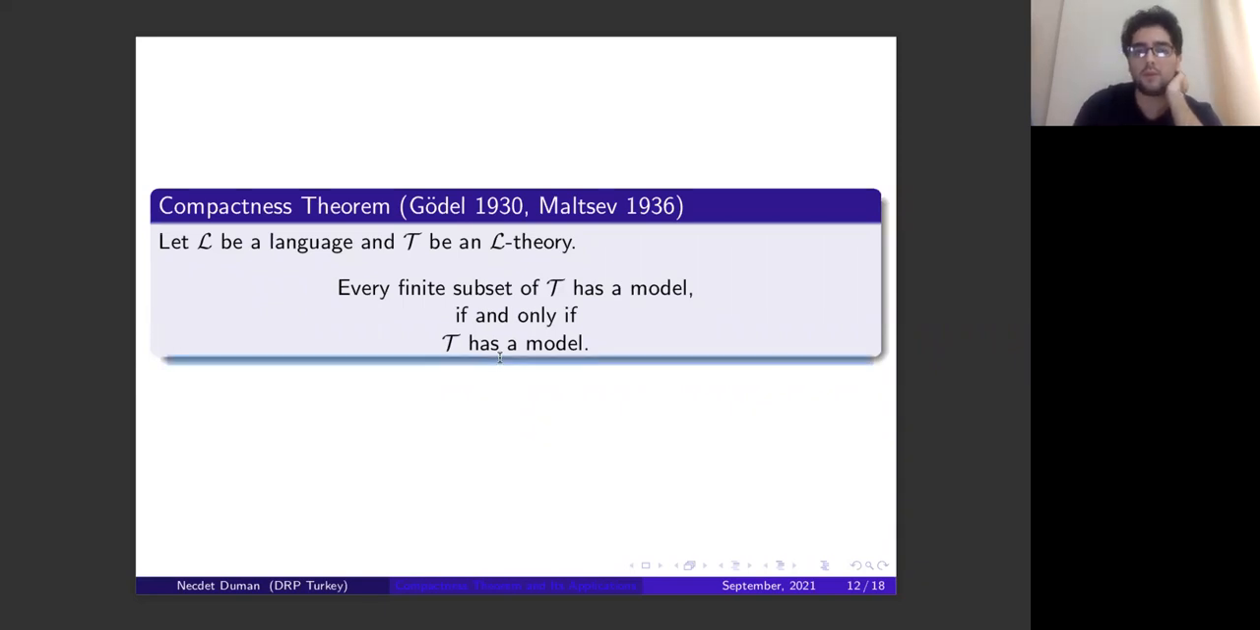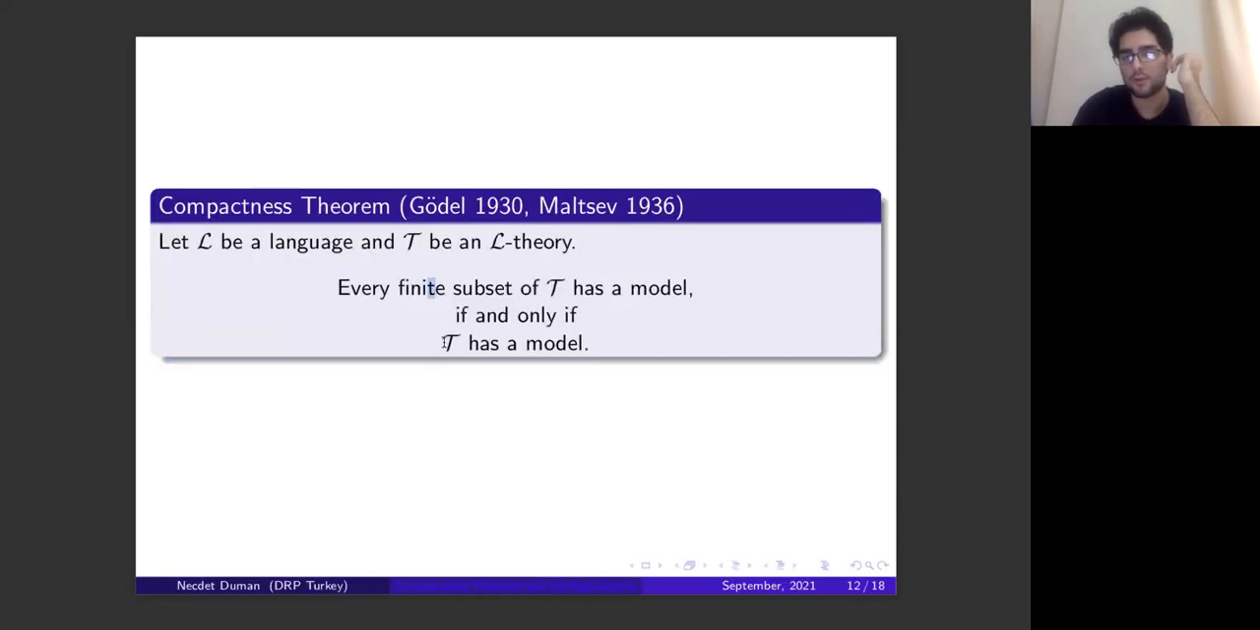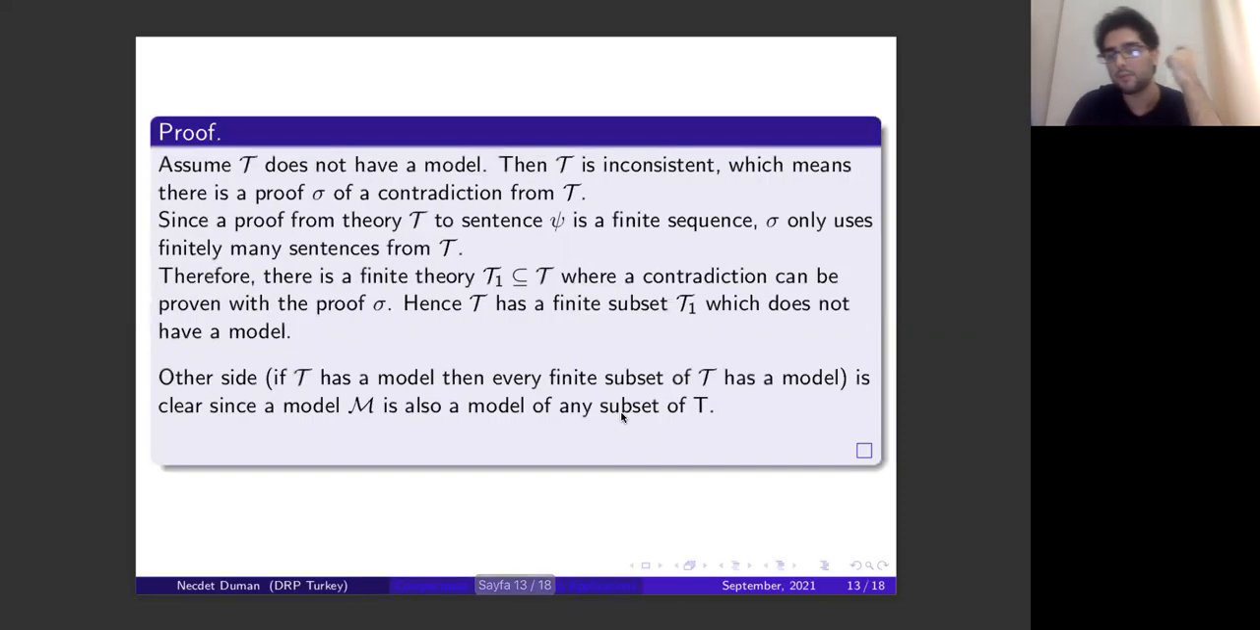Well, there's a proof of this theorem on the page. So we want to prove from upwards to downwards. We assume every finite subset of our theory has a model. Now we will prove it by contradiction. So we will assume our theory does not have a model. Then our theory is inconsistent by the completeness theorem, which means we can prove a contradiction from our theory.